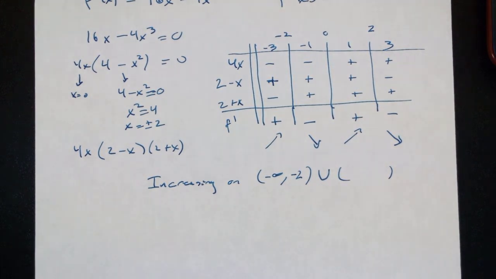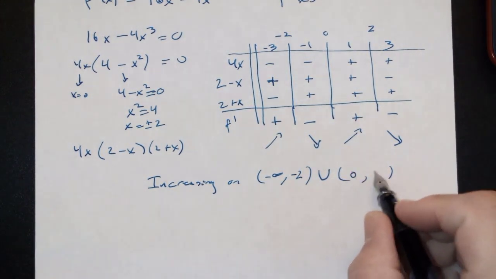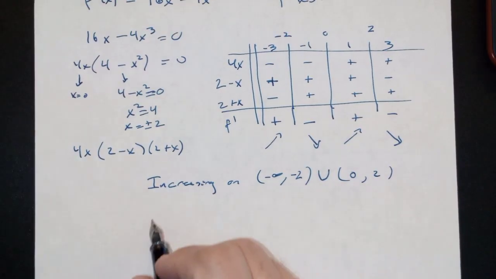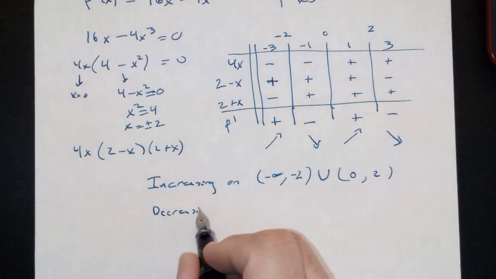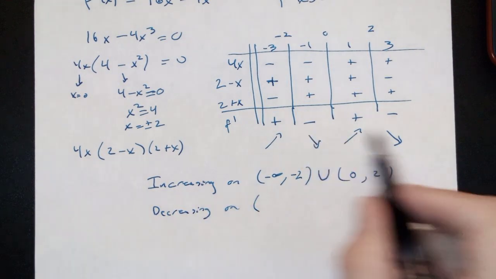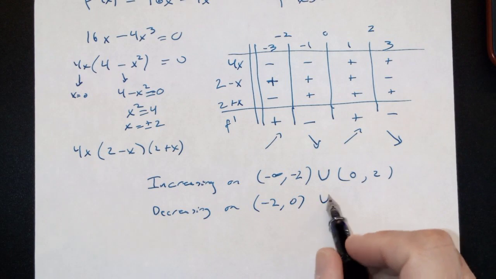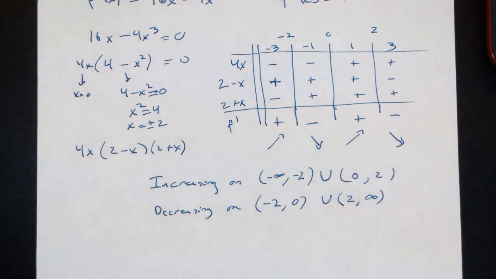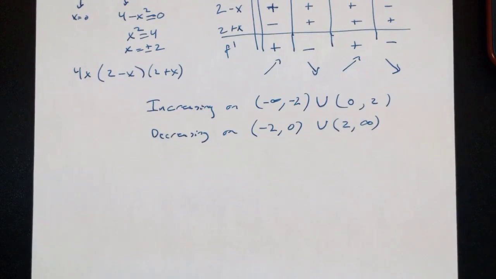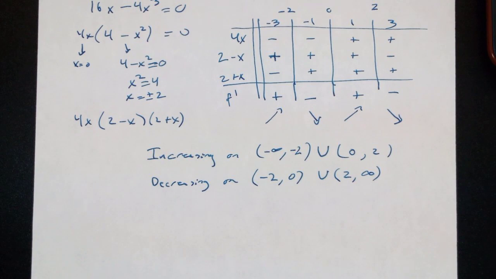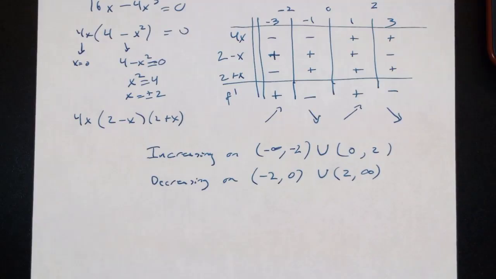And I'm decreasing on these two. Again, the numbers have to be in the right order. Left to right, left to right. The intervals themselves don't have to be listed in that order. You could just as easily write 2 to infinity or -2, 0. But me, I'm going to work left to right.